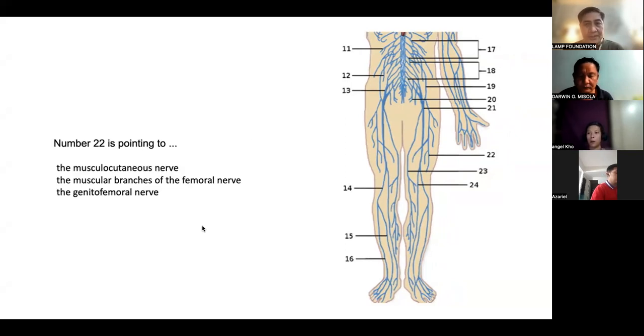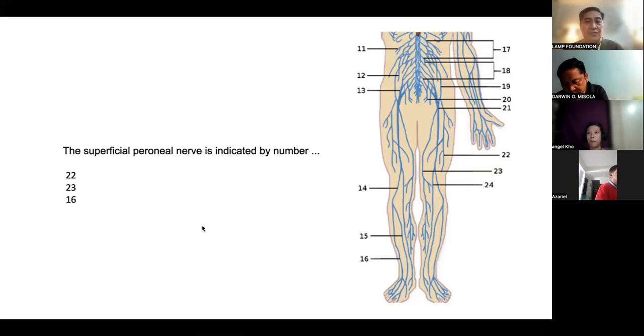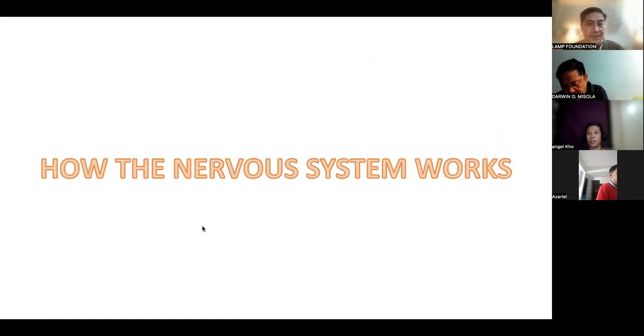Number 17 po. Number 22 is pointing to... The muscular branches of the femoral nerve. The superficial peroneal nerve is indicated by number... Number 16. Okay, congratulations. Thank you po, Doc. Angel, excellent job. Thank you po. No mistake. Wow. Next, we call on Ma'am Ami Glorioso.